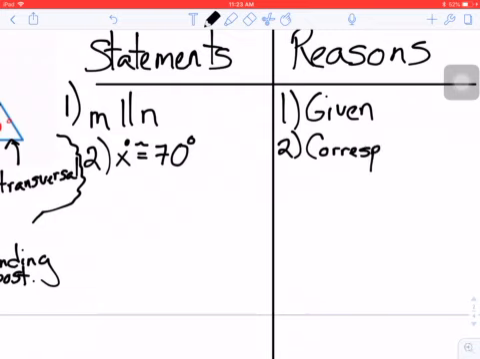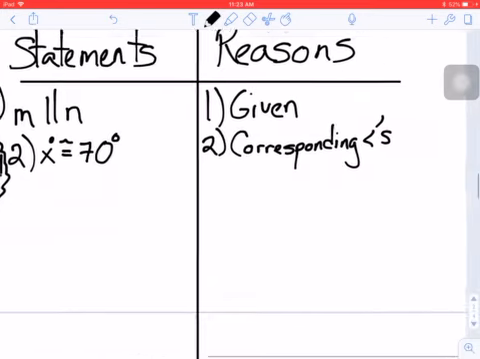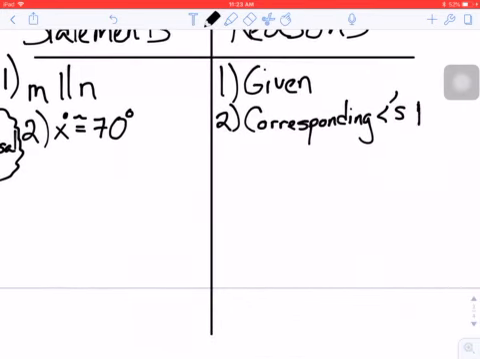Corresponding angles postulate. P-O-S-T. There we go. Boom. All right, so corresponding angles postulate. So we know then that angle x is actually equal to 70 degrees. And I'm just going to tag that on there, x equals 70, because it still kind of goes along with the corresponding angles postulate.